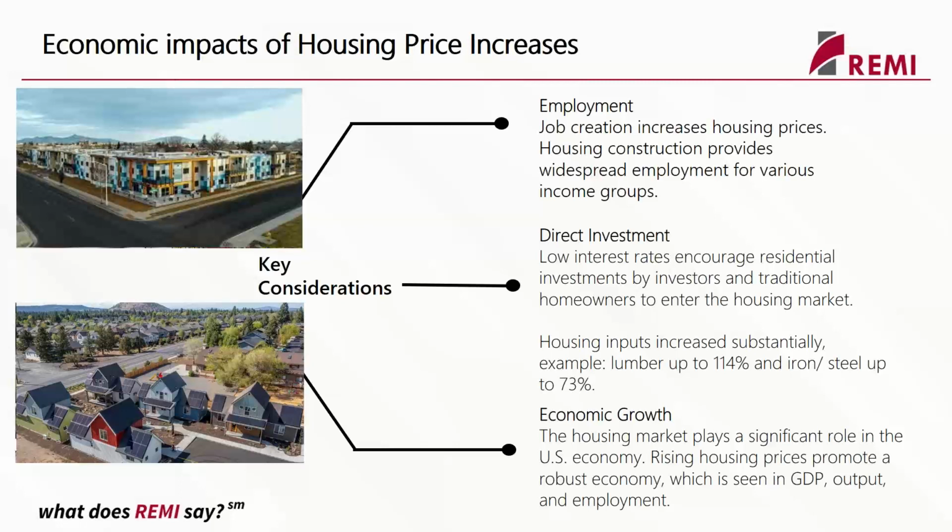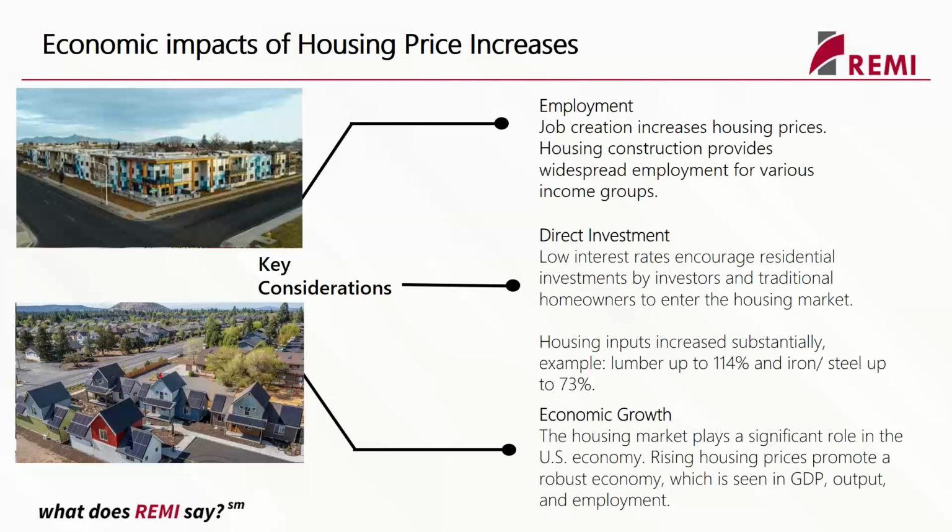But as we know, throughout the pandemic, the low interest rates actually encouraged residential investment from not only traditional home buyers, but also investors. But this also created some imbalances in supply and demand, and an increase in the inputs substantially, such as lumber, whose peak reached all the way up to 114%, and iron and steel, which were up 73%. So with this being said, we see how this plays a significant role in not only our regional economies, but also in our national economy.